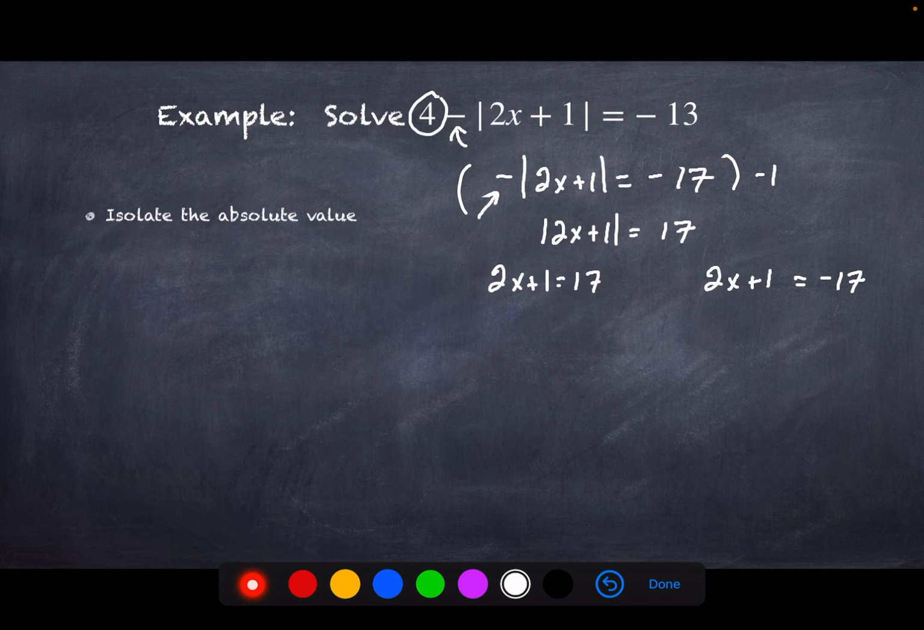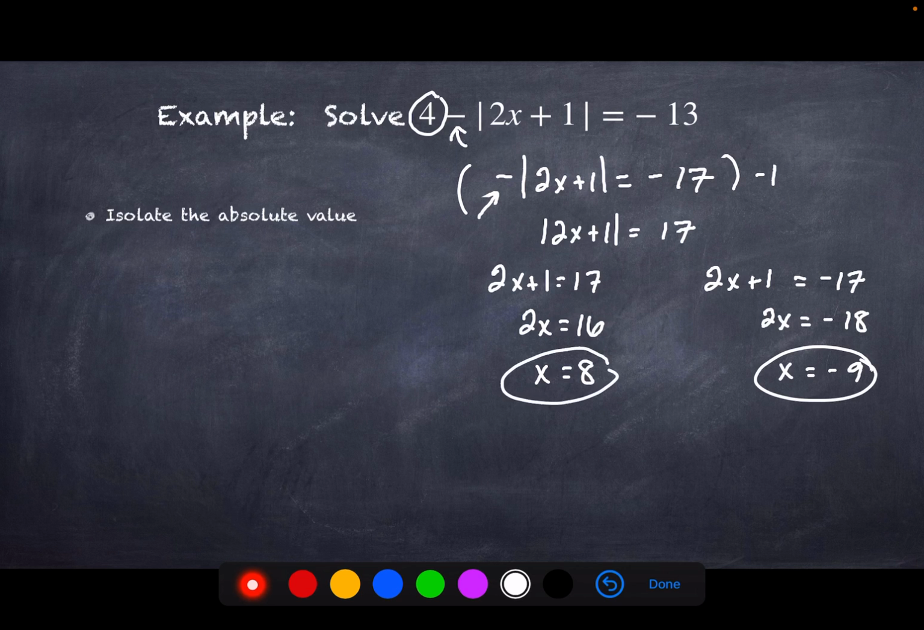So solving from there on the left, I'll have 2x equals 16. Dividing both sides by 2 gives me x equals 8. On the other one, subtracting 1 from both sides gives me 2x equals negative 18. Dividing both sides by 2 gives me x equals negative 9. And so those are my two solutions.